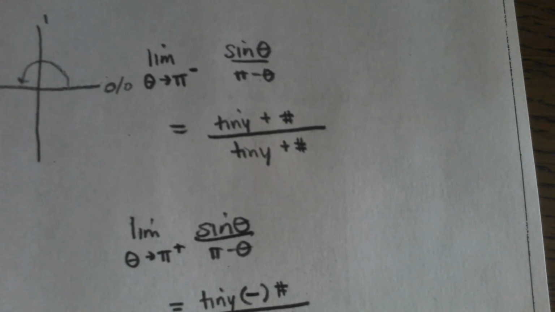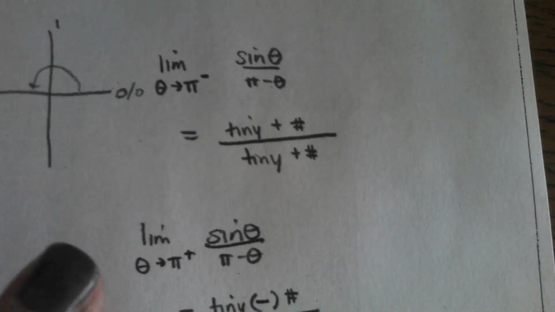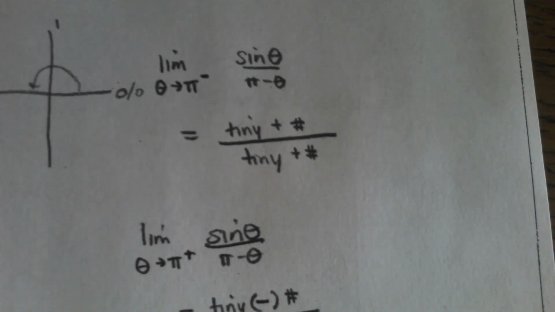Did anybody try to manipulate this? I didn't try that yet. No? I don't know what you could do even. If this was theta approaching 0, we could capitalize on those trig limits that we learned on Friday, right? But if it's not approaching 0, we can't do those, unfortunately.